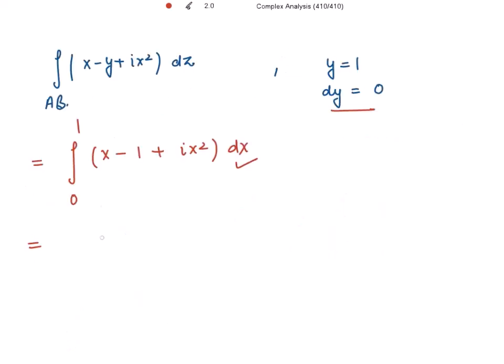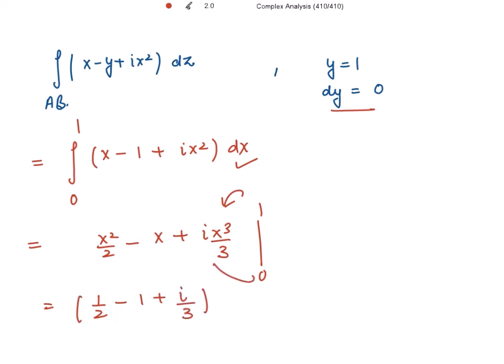Now integrating this, it is x squared divided by 2 minus x plus iota x cubed divided by 3, limits from 0 to 1. Putting the lower limit, we are getting everything to be 0. So this is equal to 1 half minus 1, that is minus 1 half, and the imaginary part, that is iota by 3.